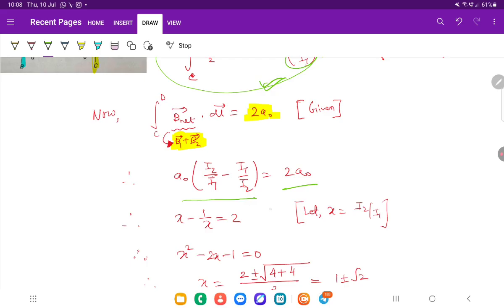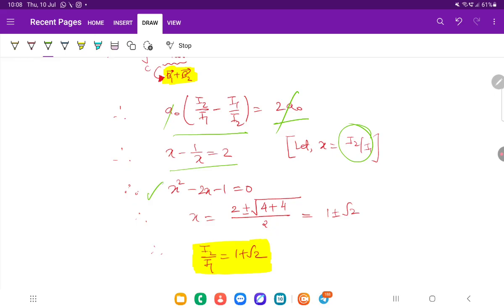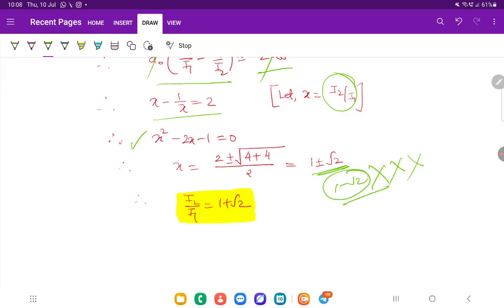So we are supposed to find I2 upon I1, right? So I have picked up a new variable, I2 upon I1, as x. So this will be 1 minus x. A naught obviously gets cancelled. x minus 1 by x is 2. And this turns out to be a simple quadratic. You solve it and you will get two roots, 1 plus minus root 2. Obviously 1 minus root 2 is not possible as it is negative. But the ratio of two currents I2 upon I1 should be positive. So our answer is 1 plus root 2.